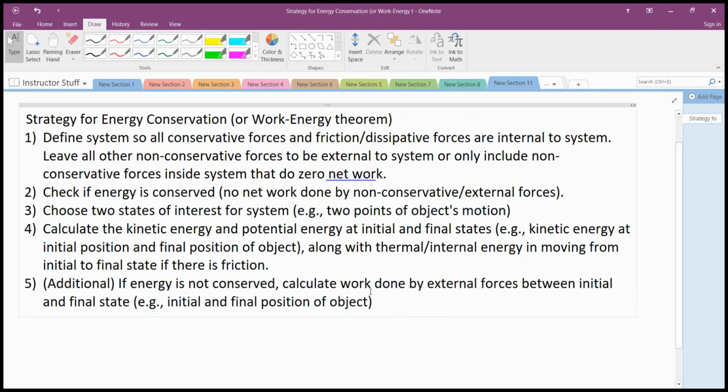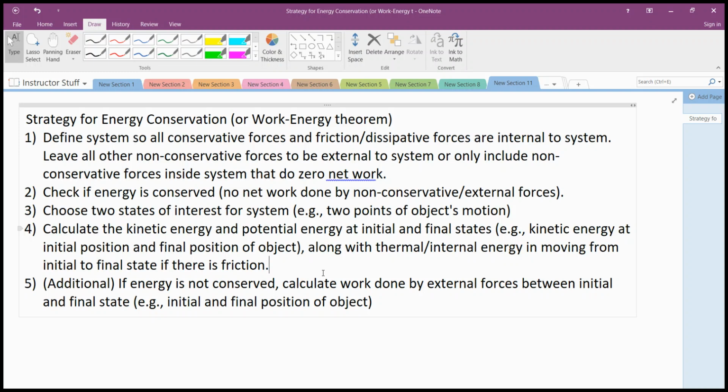Once you have done that, calculate the work done by any external forces as the object goes from the initial to the final state. So maybe you have a pushing force, or maybe you kept friction as an external force. You didn't bring it inside your system, and so it's an external force. Then you calculate the work done by friction or the work done by these other external forces as the object goes from the initial to final state. So in our example, as the object moves from the top of the hill to the bottom of the hill.